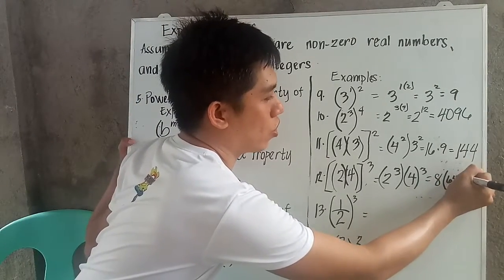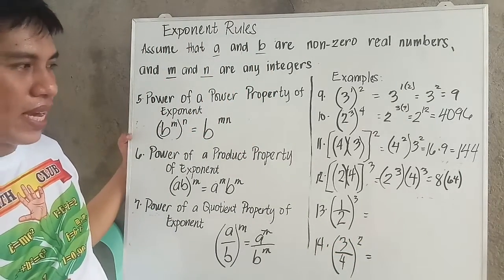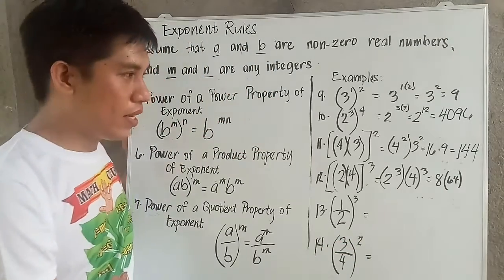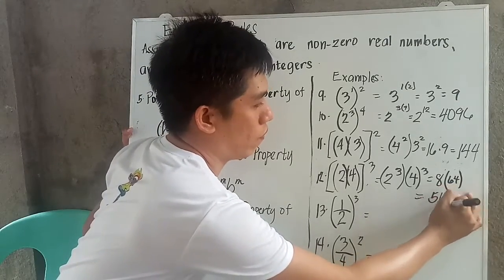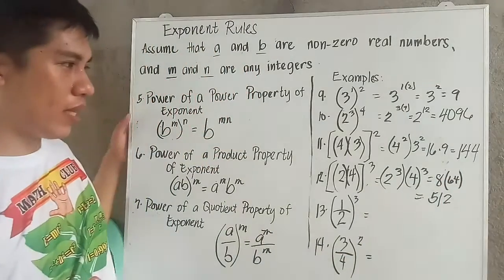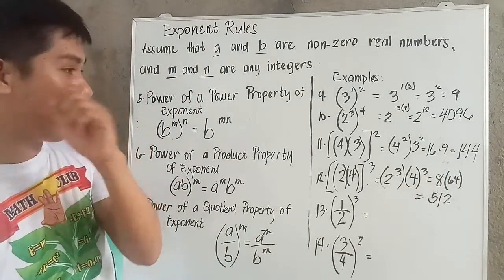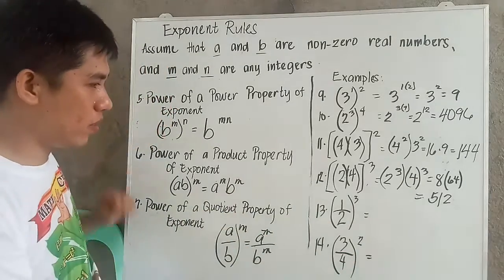You can double check if that is correct. Then 8 times 64, that is equal to 512. 8 times 4, that is 32. 8 times 6, 48. Okay, that is 512 for the result in number 12.